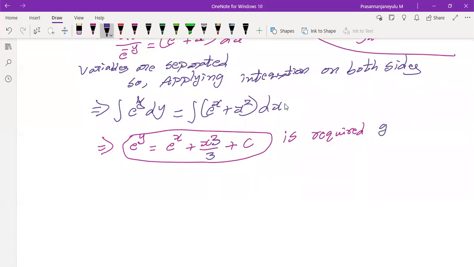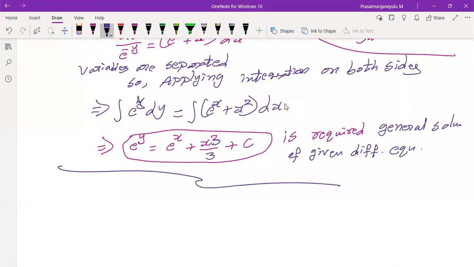It is called a general solution. The word general is very important. General solution of given differential equation. I'll tell you later what is the importance of general solution. If we are getting the arbitrary constants in the solution, then it is called general solution.